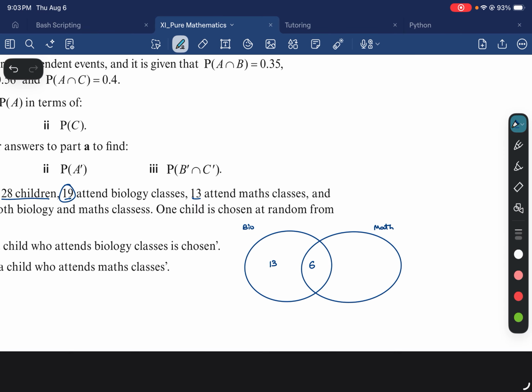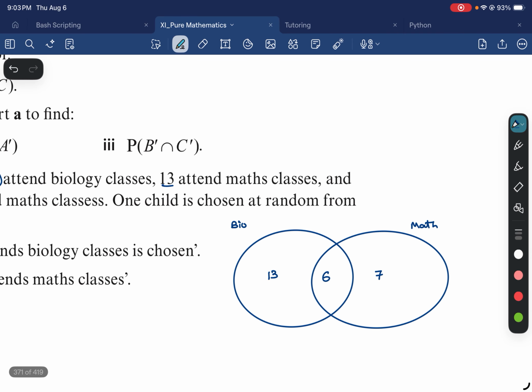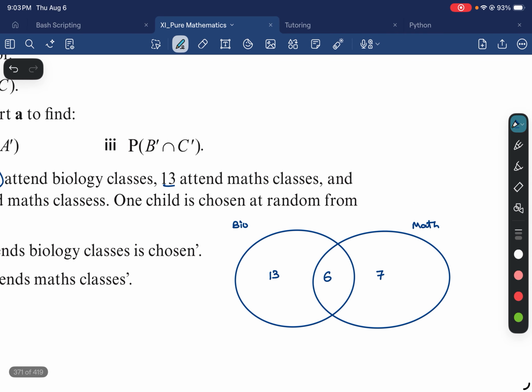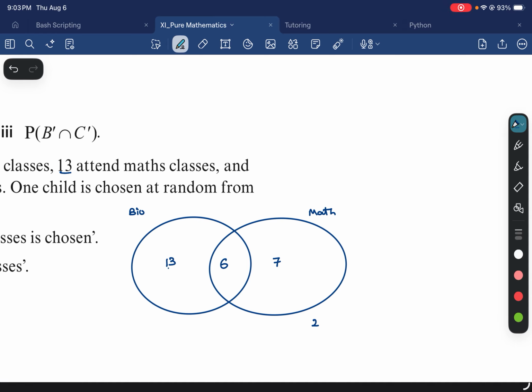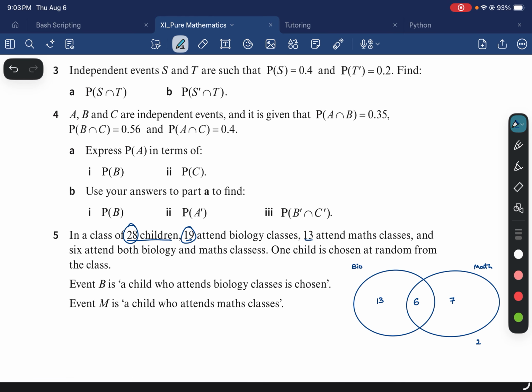my biology class, and then 6 plus 7 is going to give me 13 students who attend the math class. And if I add these three together, so I have 2 students, right, who don't attend either math or bio class, because 13 plus 6 plus 7 is 26. And I have 28 students, right? I have 28 children. So 2 students don't take neither bio nor math.